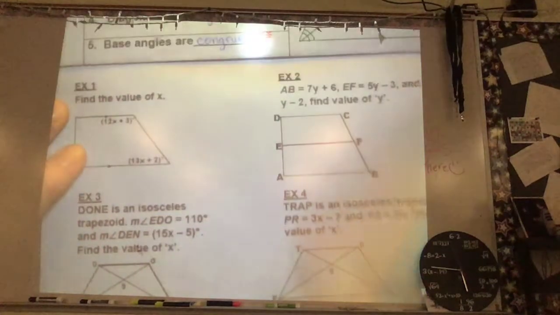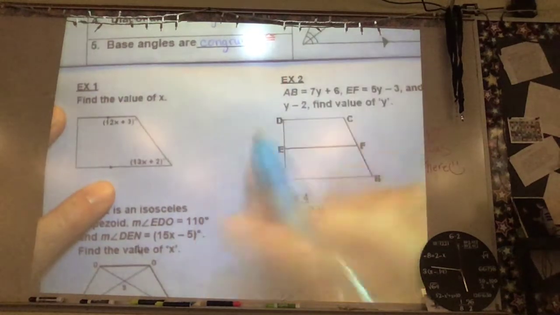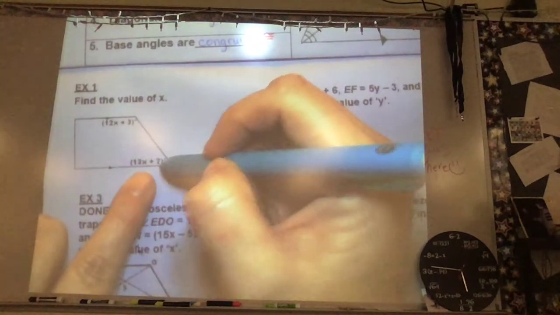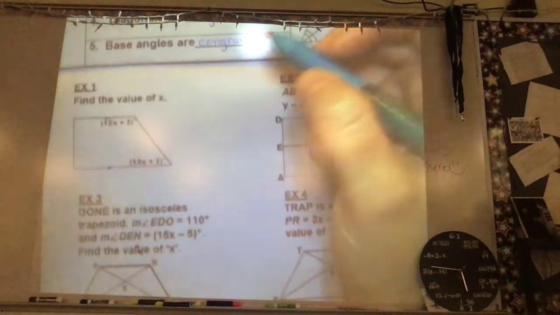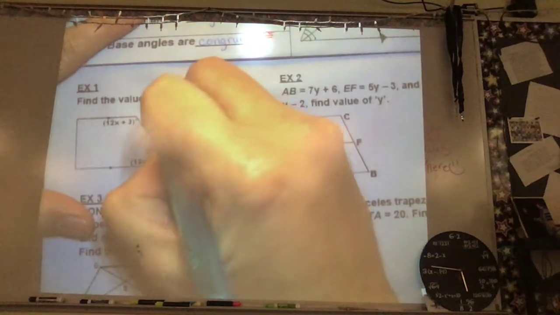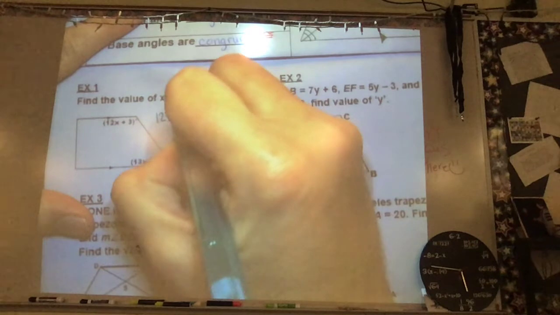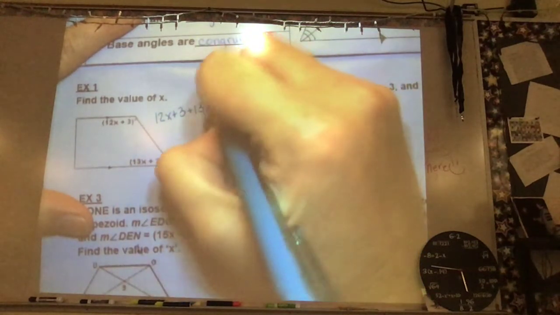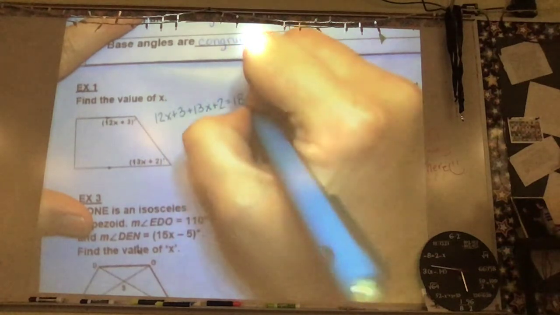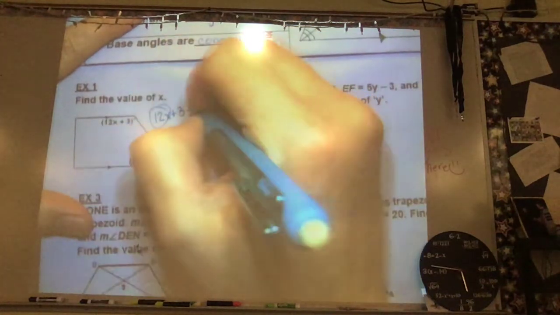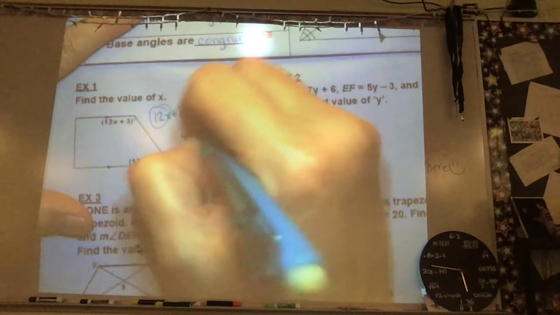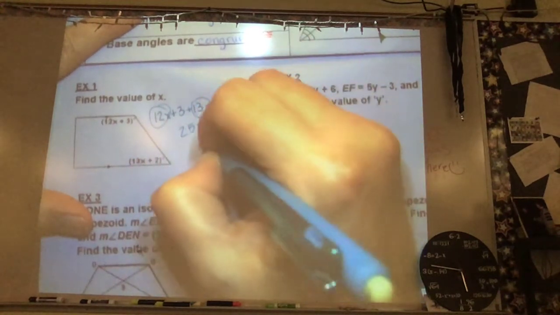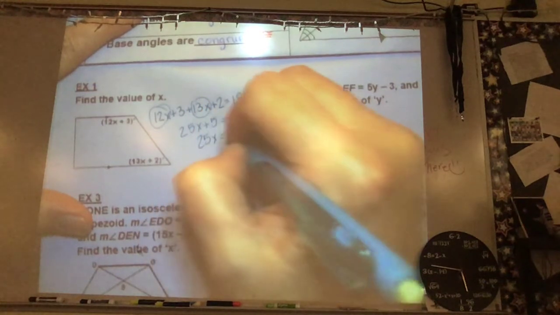Okay, so here we need to find the value of x. Since these are parallel lines, these are same side interior angles, which are supplementary. So I think that this says 12x plus 3, and that says 13x plus 2. Close enough, okay? We're going to add those up and set them equal to 180 because same side interior angles are supplementary. I have a total of 25x's here, plus 5 equals 180. So I have 25x equals 175.